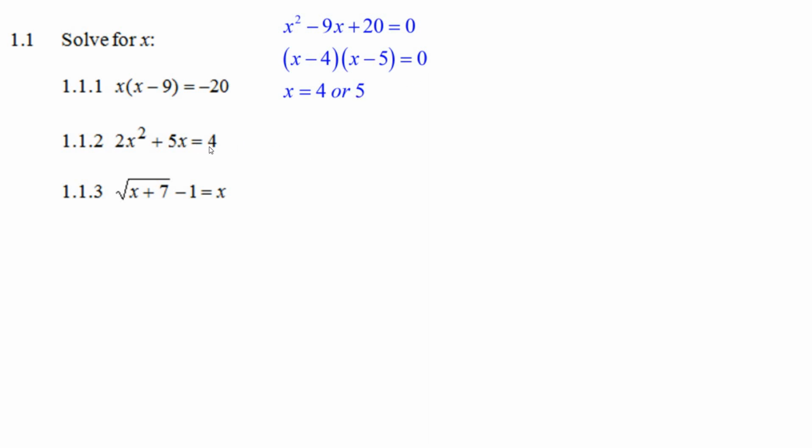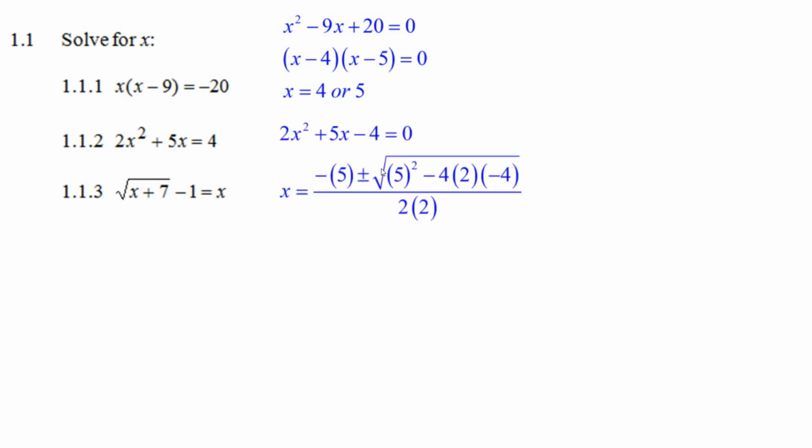Now this question, it's actually worth more marks, so you know that you're going to have to use the quadratic formula, and you have to show your work. You have to subtract 4, a is 2, b is 5, and c is minus 4. So it's negative b plus or minus the square root of b squared minus 4, there's a, there's c, over 2a. And that's your answer.